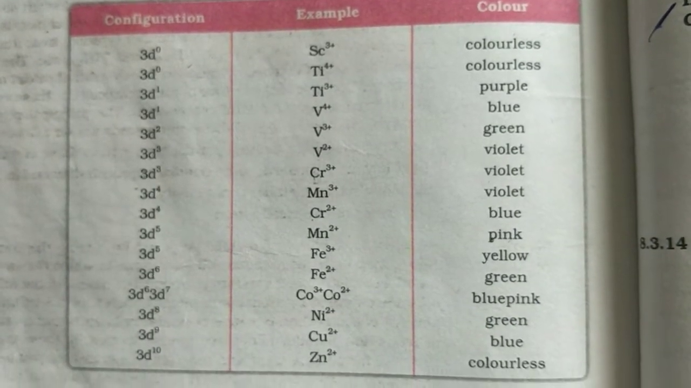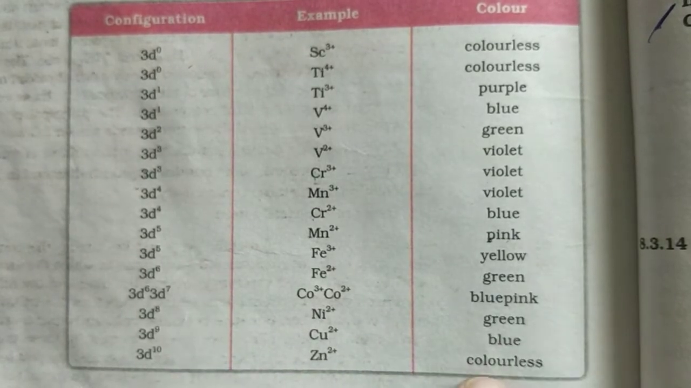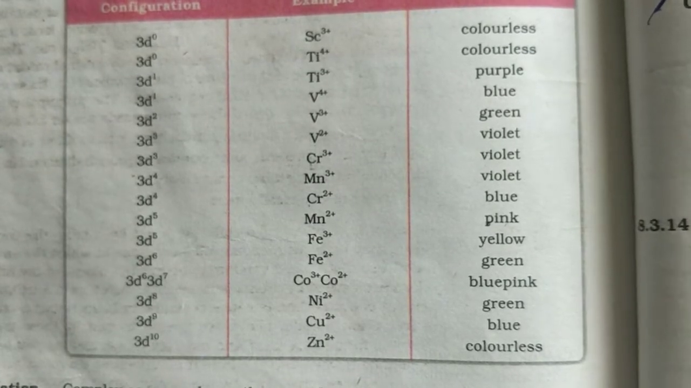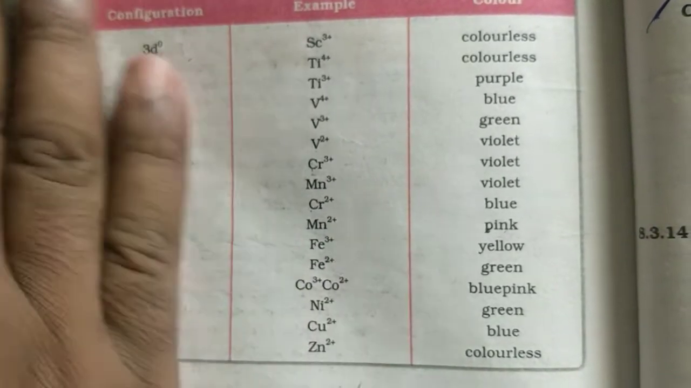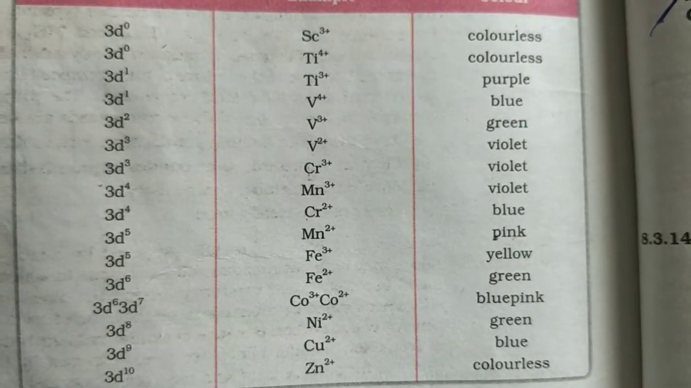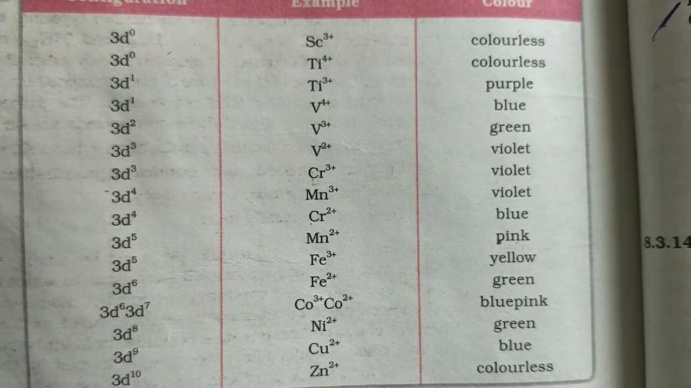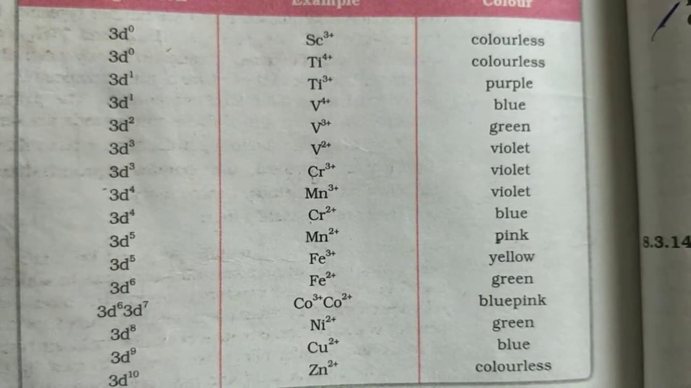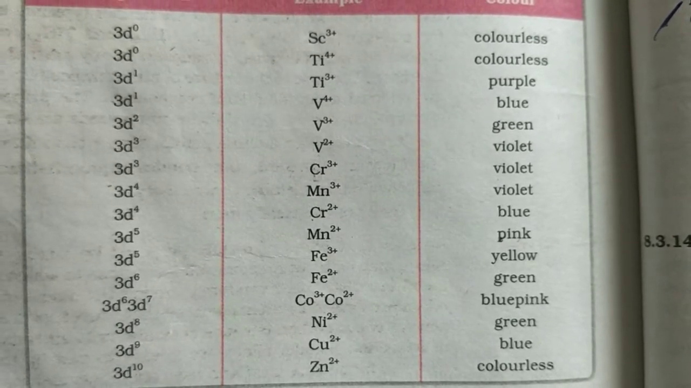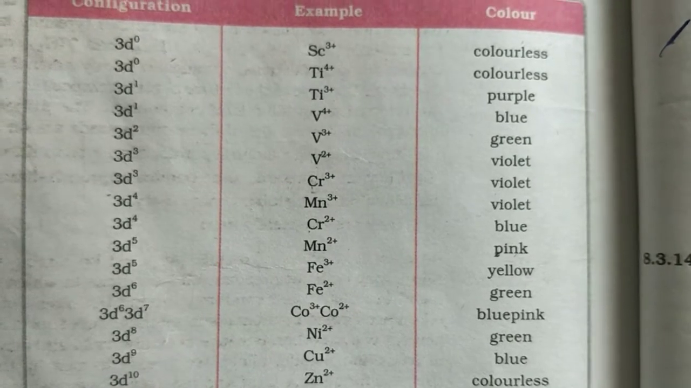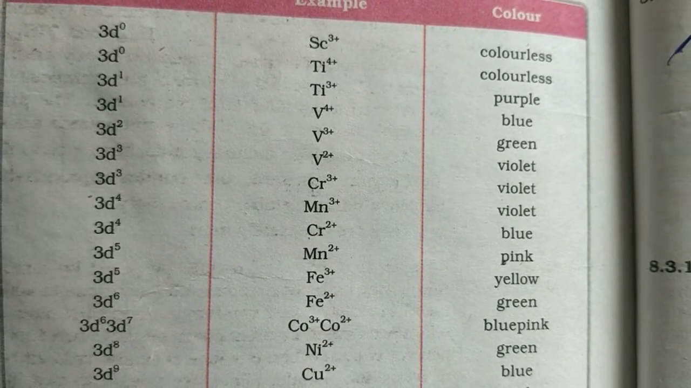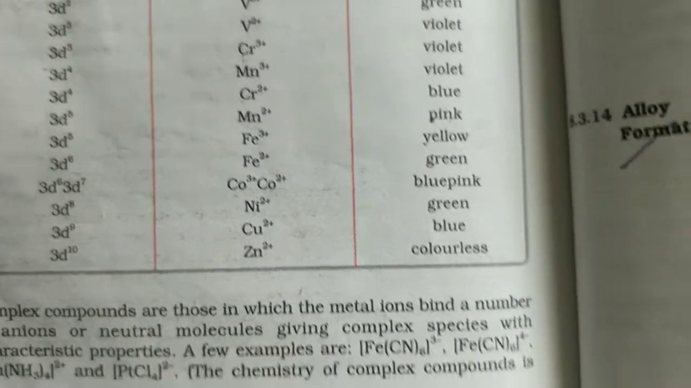Coming to Zn plus 2, 3d10, it is colorless because it has no unpaired electron. I hope you are clear about these colors also. So the final conclusion of this one: the central metal ion, if it has unpaired electrons, then it must be colored in nature. If it has no unpaired electron, it is not colored. Here colorless is nothing but white color. In chemistry, colorless is nothing but white color.